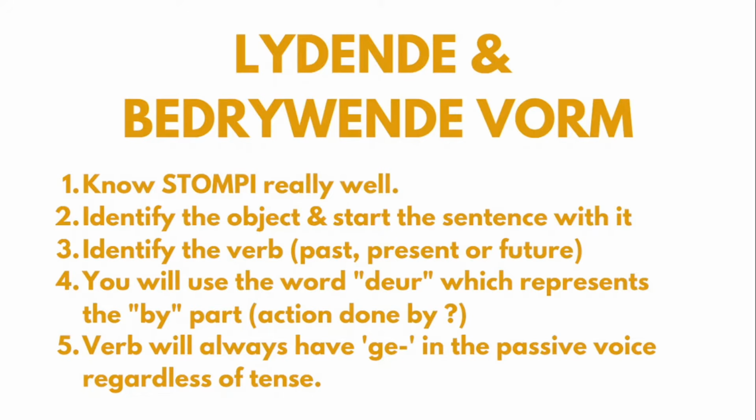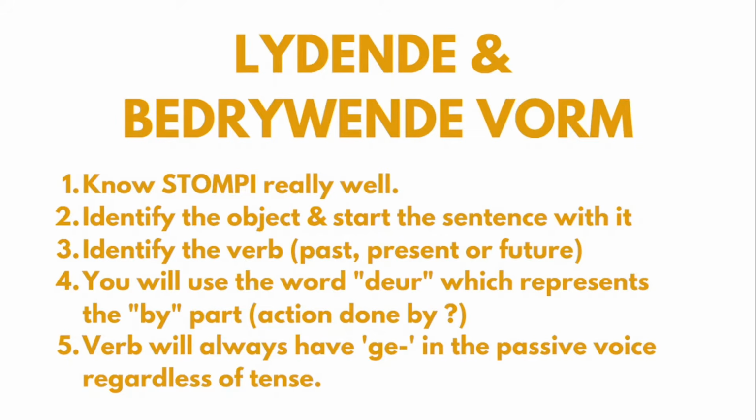Now, the second thing you need to do is be able to identify the object and start the sentence with it, and I'll show you how to do that soon. Number 3 is to identify the verb. Once you've identified the verb, you need to identify in which tense it is. Is it past, present, or future? Then number 4 is that you must remember to use the word deur, which also means by in English. Who was the action done by? But don't worry too much if you don't understand what I mean yet. I'll show it to you in an example.